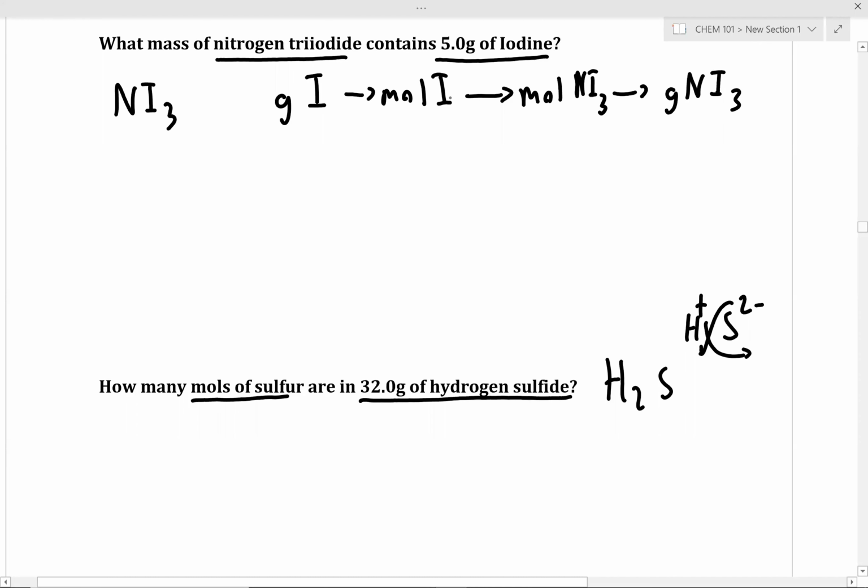Okay. So the only thing that's new compared to what we've done previously is this conversion here. We get our moles of an element from the mass of that element. Once we have the moles of iodine, we can use our formula ratio to get the moles of our nitrogen triiodide, and the mole to mass conversion, we know how to do that using our molar mass.